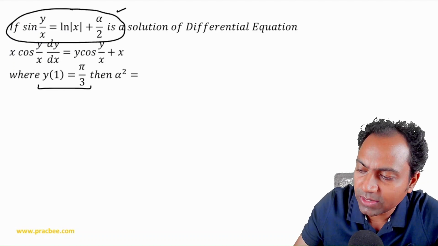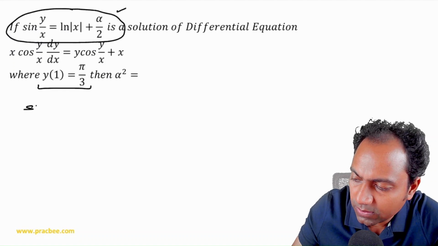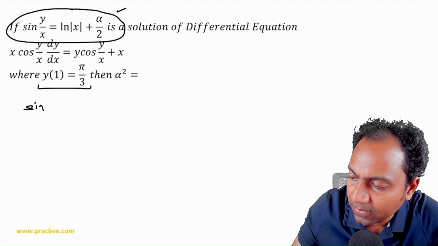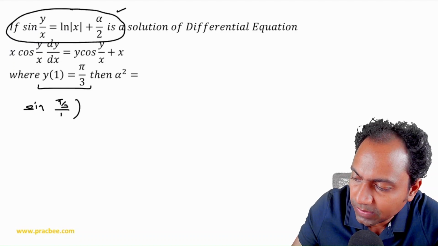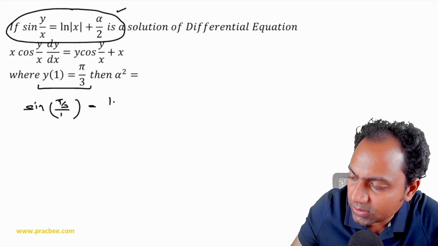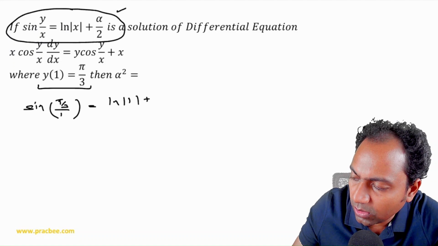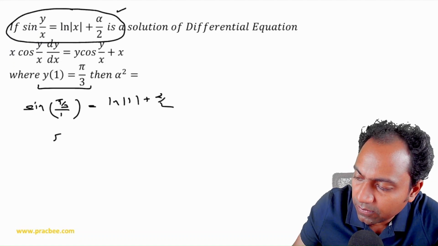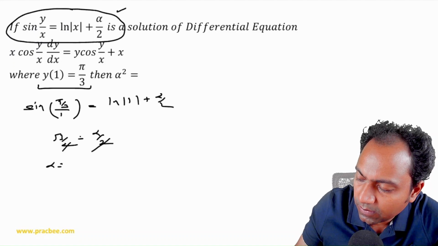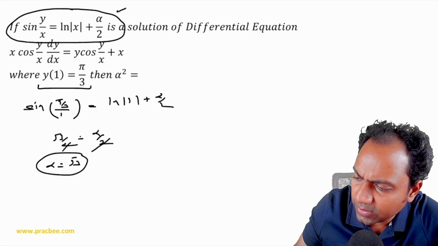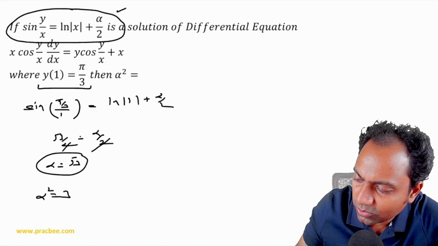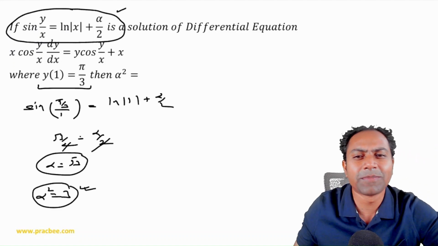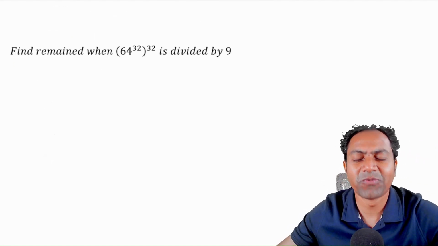So what I can do is substitute x = 1 and y = pi by 3. And if I do so, what you will observe is the value of alpha here will come out to be nothing but root 3. Once alpha is root 3, it is very simple to find the value of alpha square. It comes out to be 3. An extremely simple question.